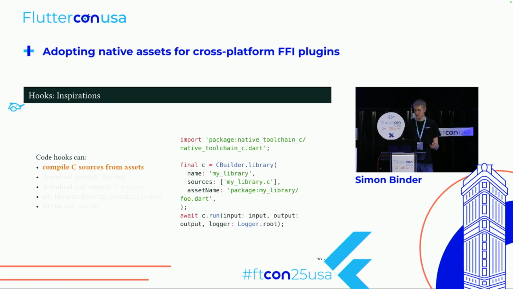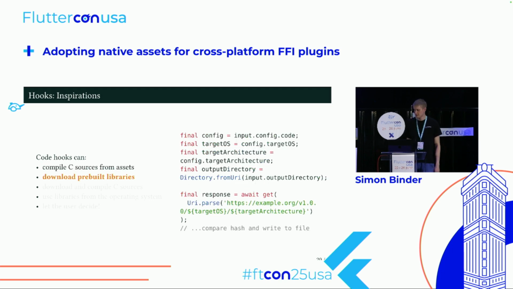You include the C sources that should go into that library. You can also specify optional compiler options, and then you just call .run on that, and that will take care of everything, and that will make sure that the resulting library is going to be available to the Flutter application using them.